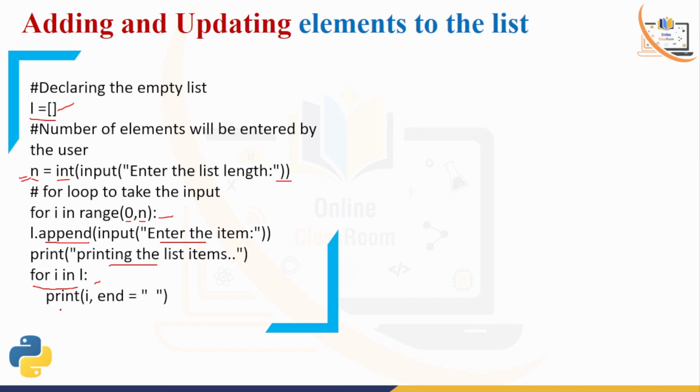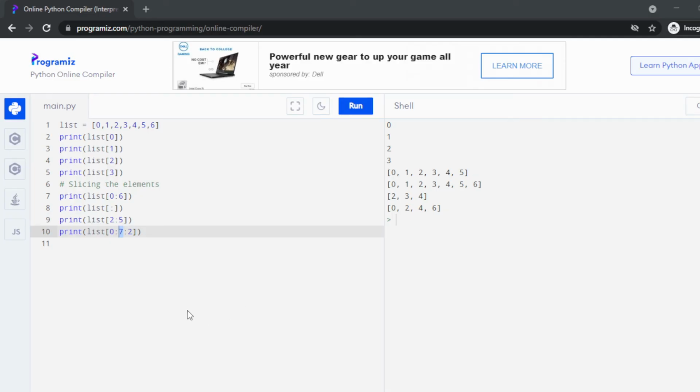And after printing each and every element, suppose I want to give spaces, so that's why end equals to space, right? After printing each element, I have to give some spaces. So that's why end equals to space. That is not mandatory basically. You may or may not use it. That is up to your choice, right?